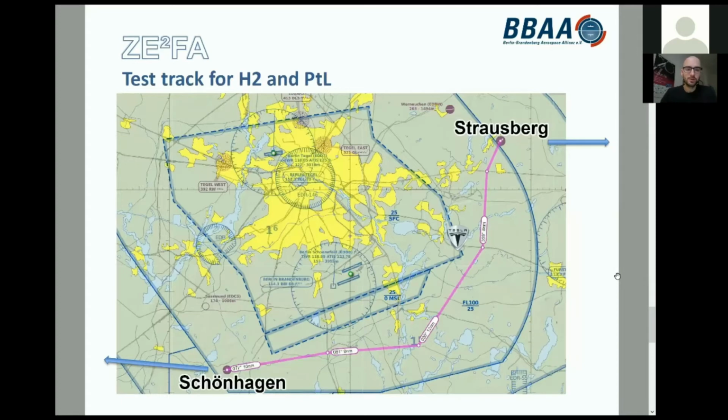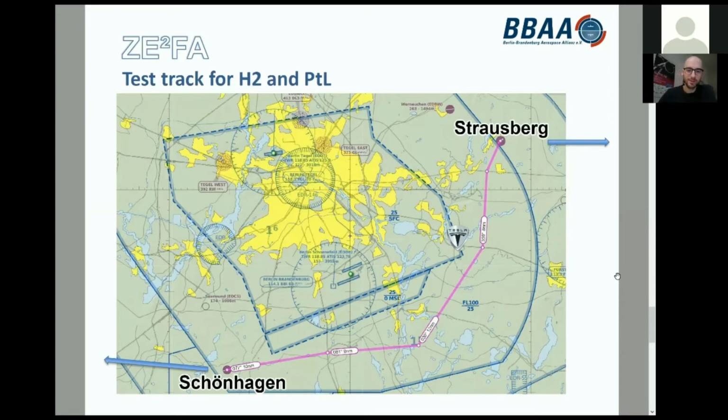Another project that is also integrating into this is that we are also working closely together with the airfield of Strausberg, which you see in the upper right corner. Between the two fields, we will have charging infrastructure, hydrogen infrastructure, and potentially also a power to liquid infrastructure, and we are talking to the authorities about having a dedicated test area in between those two regional airfields, which are quite interesting for testing.